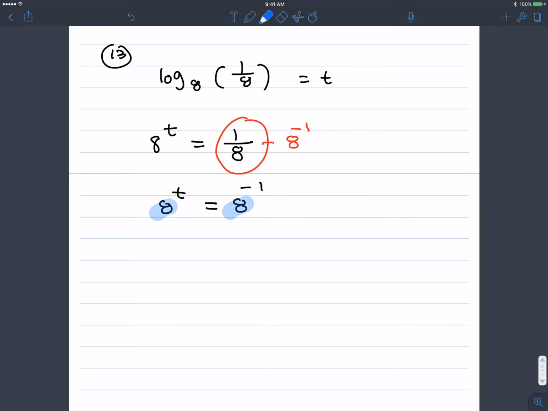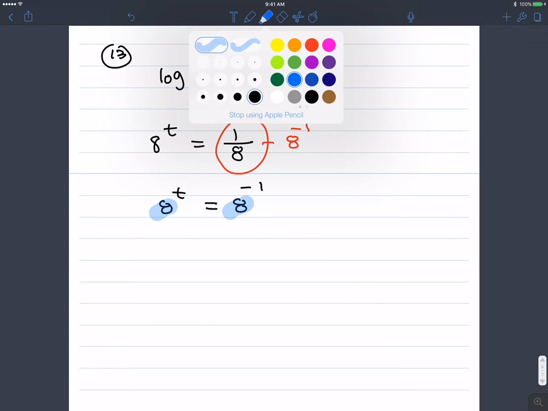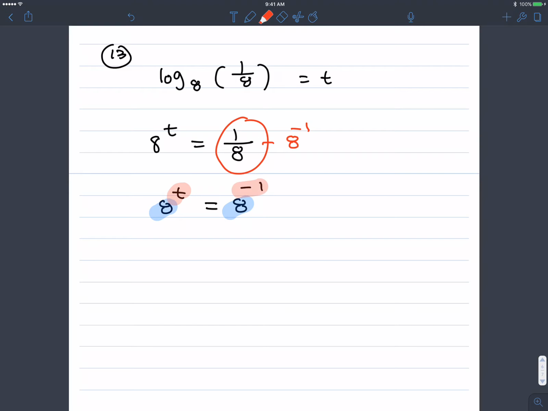Same bases implies that my powers are the same. Or I can simply say that t is negative 1. So this answer here shall be negative 1. You could get rid of that t.